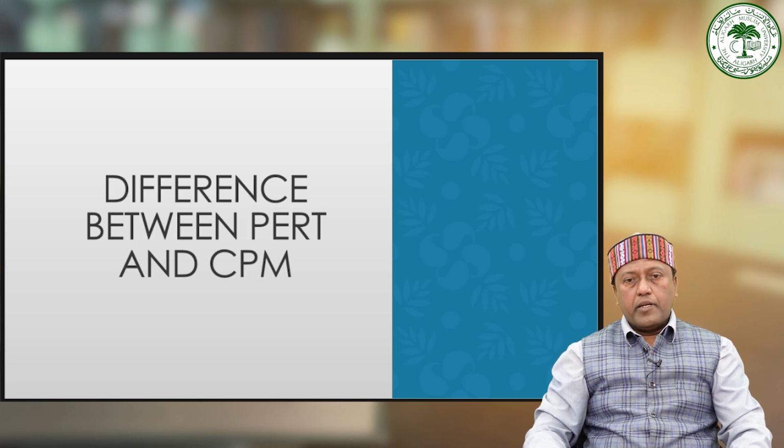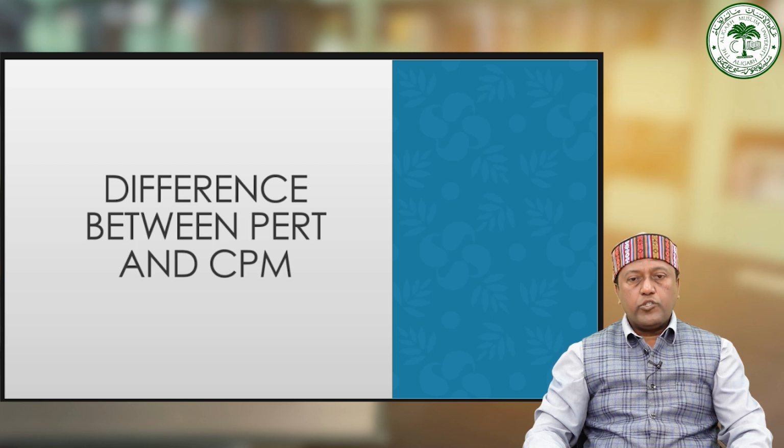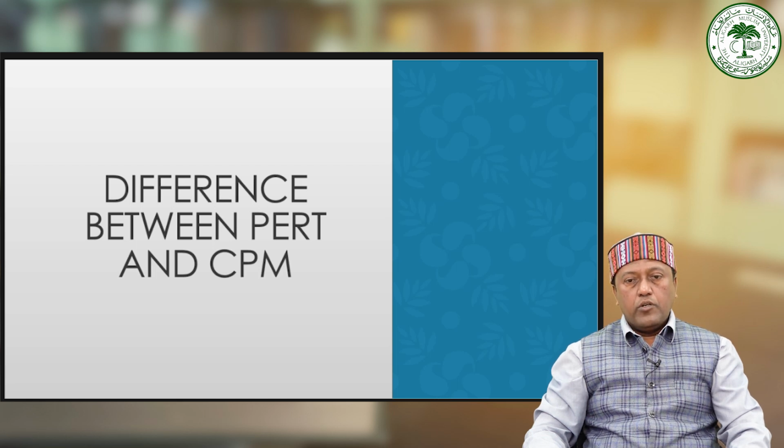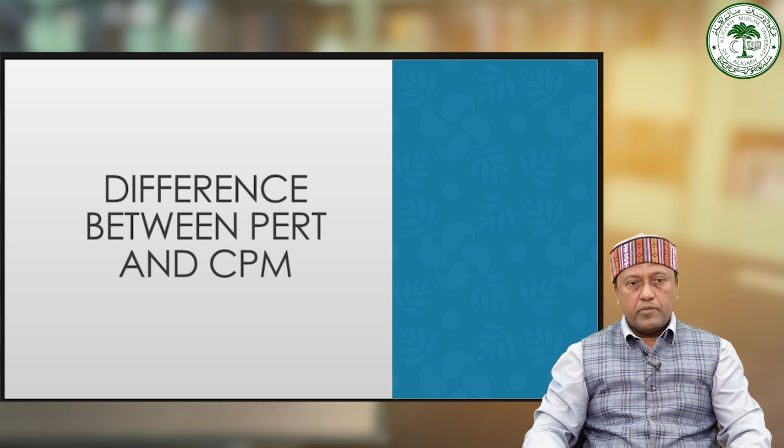Notably, the critical path method incorporates the concept of crashing to compress project duration and cost, a feature absent in PERT. So these distinctions underscore the versatility of PERT and CPM, offering project managers tailored solutions to address a spectrum of project complexities and requirements.